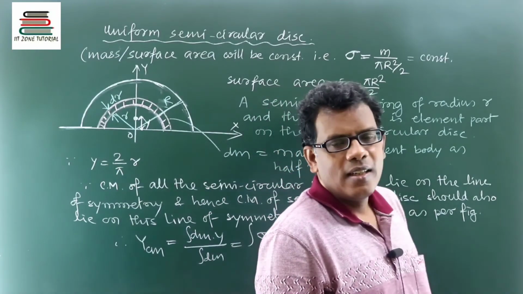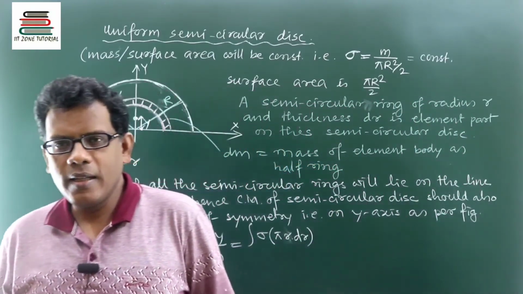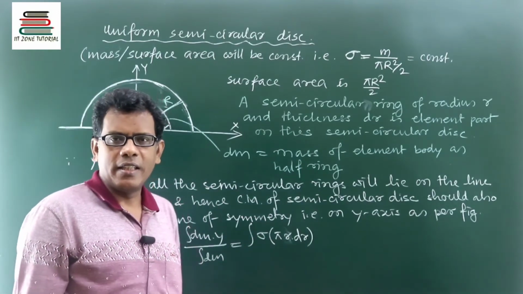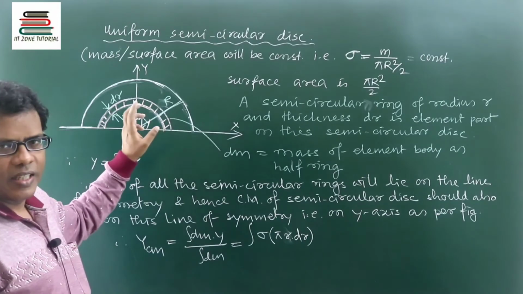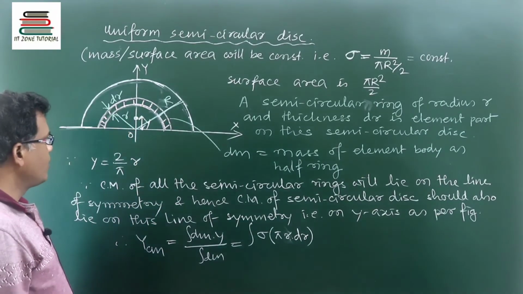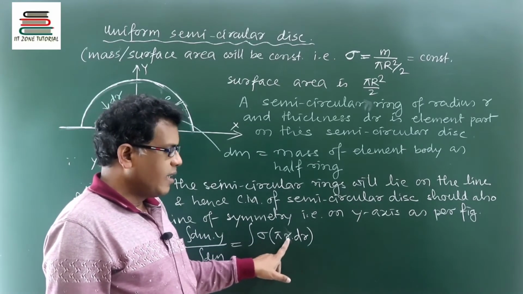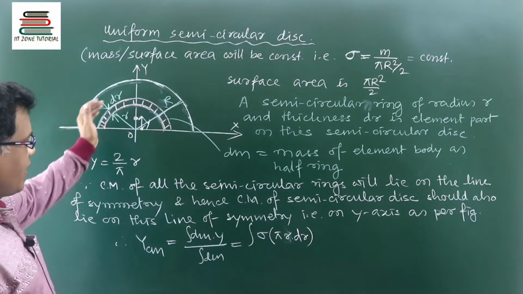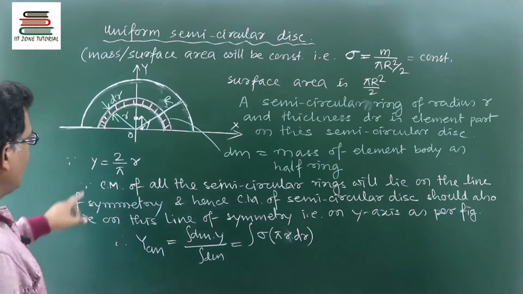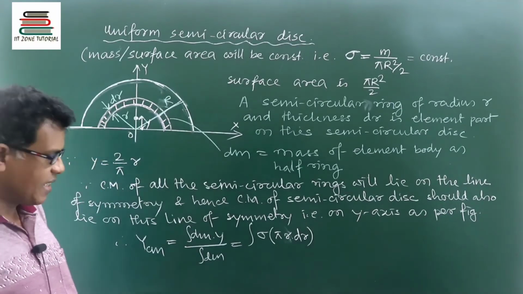A rectangular strip possesses its area as length into breadth or thickness. Similarly, circumference into thickness will be the surface area of the strip, the semicircular ring. So that length is the circumference, pi r of the half ring, into the thickness dr. We took the radius of the half ring as small r and its thickness as dr.